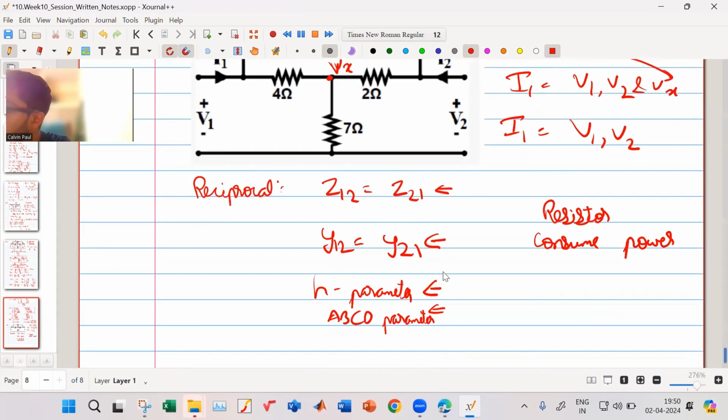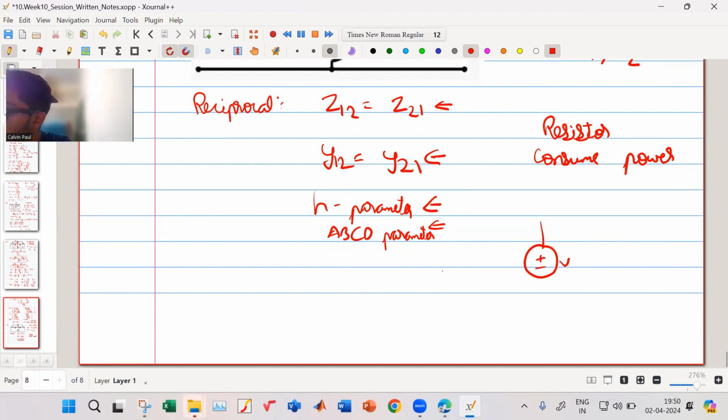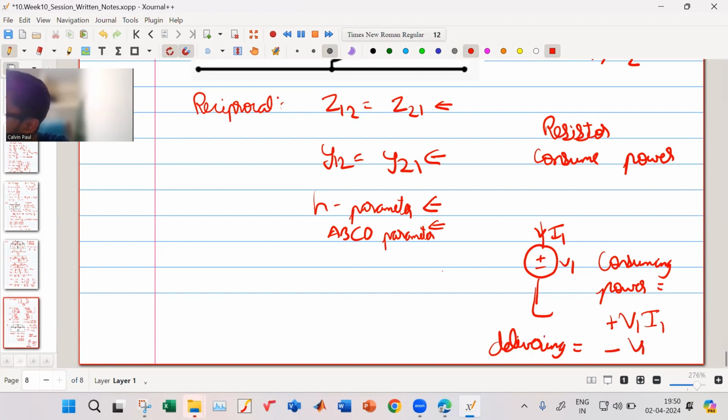You're confused with the fact that, suppose you have a voltage source V1, and the current is flowing into it, that means it is consuming power. How much power is it consuming? It is consuming V1 I1. Should it be positive or negative here? It will be positive, V1 I1. But how much power is it delivering? If you say delivering power, it is delivering minus V1 I1.